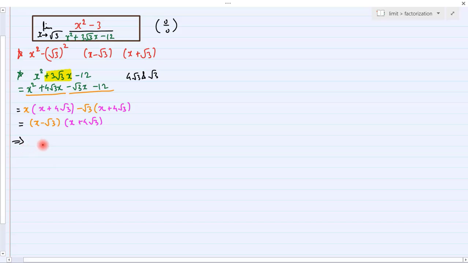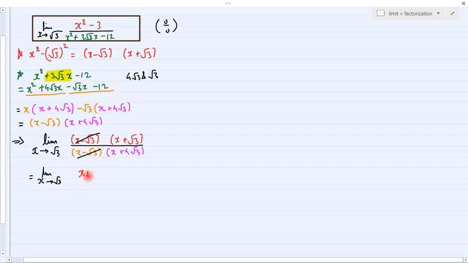Now let's get back to the original question where we have to substitute limit x tends to root 3 in our function. In numerator we substitute factors of numerator, and in denominator we substitute factors of denominator. The common factor is x minus root 3, cancel out.